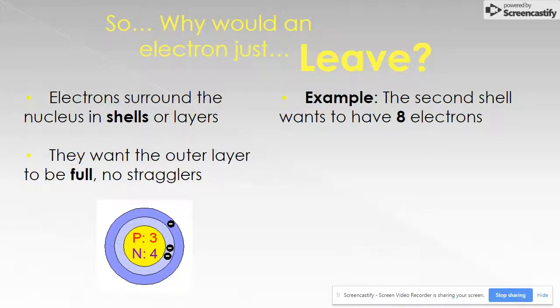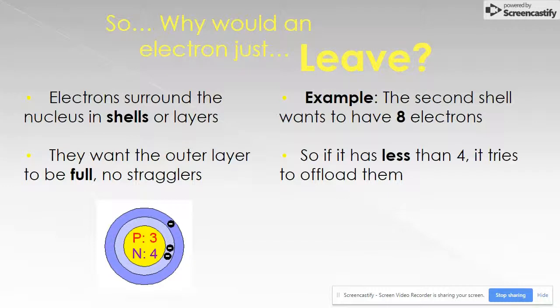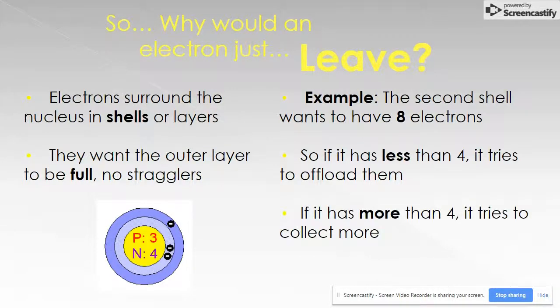If the outer shell has less than 4 electrons, it's more likely to try to offload those extra stragglers. But if it has more than 4 electrons, then it's more likely to hold on to those extra electrons and might combine with other atoms to share some of those electrons and get a complete balanced outer shell. So these 2 behaviors, holding on to electrons or letting them go freely, give us 2 different types of materials that are very important in electronics.